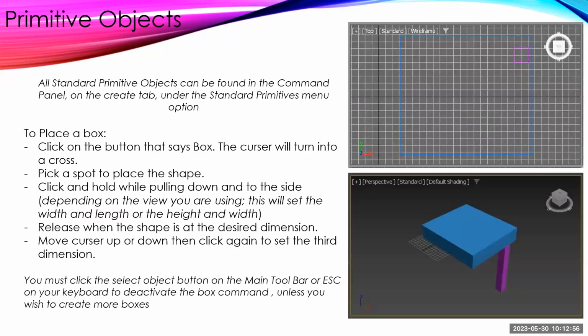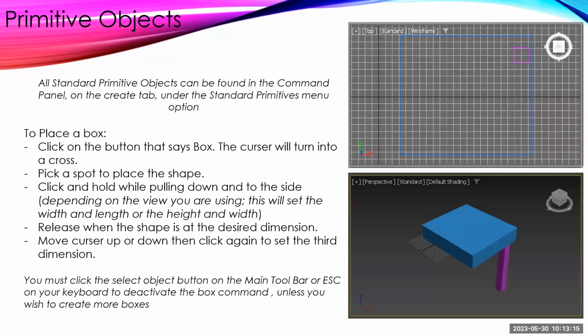Next, we go into primitive objects. Most of the slides for primitive objects are all similar. So at the top, it says all primitive objects can be found in the command panel on the Create tab under the standard primitives menu option. And it kind of gives a step-by-step on how to place the shape.